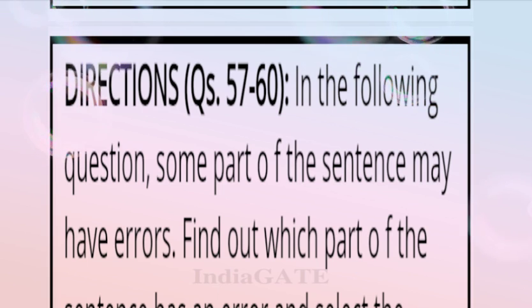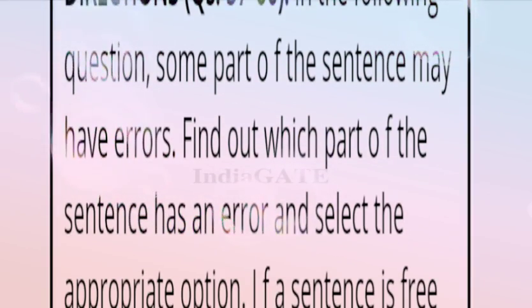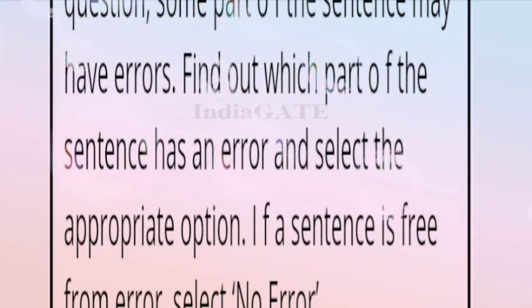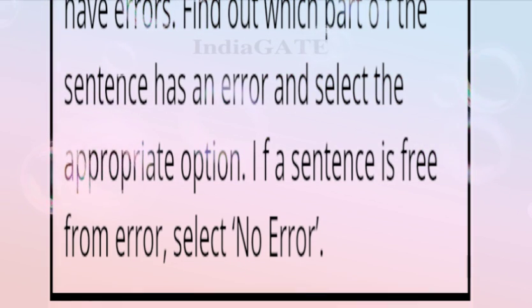Now directions for questions 57 to 60. In the following questions, some part of the sentence may have an error. Find out the part of the sentence that has the error. Select the appropriate option. If the statement is free from error, select no error.